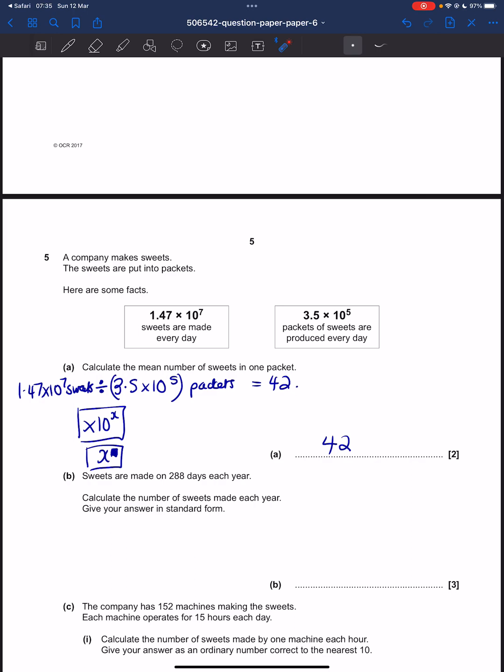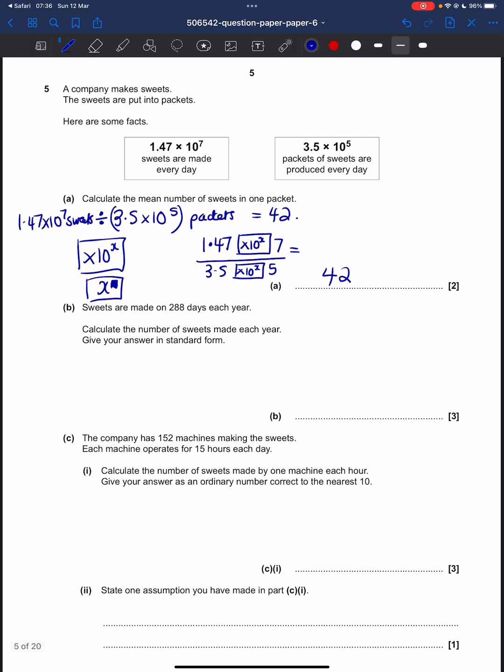You can think of this sum as, you want to know sweets per packet, so you do the sweets number divided by the packet number. Okay, if you use your fractions button, I'll write out exactly what I typed into my calculator. With the fractions button, you can do 1.47, and then 10 to the x, and then 7 divided by 3.5 times 10 to the x 5, and then equals, and that comes up with 42.